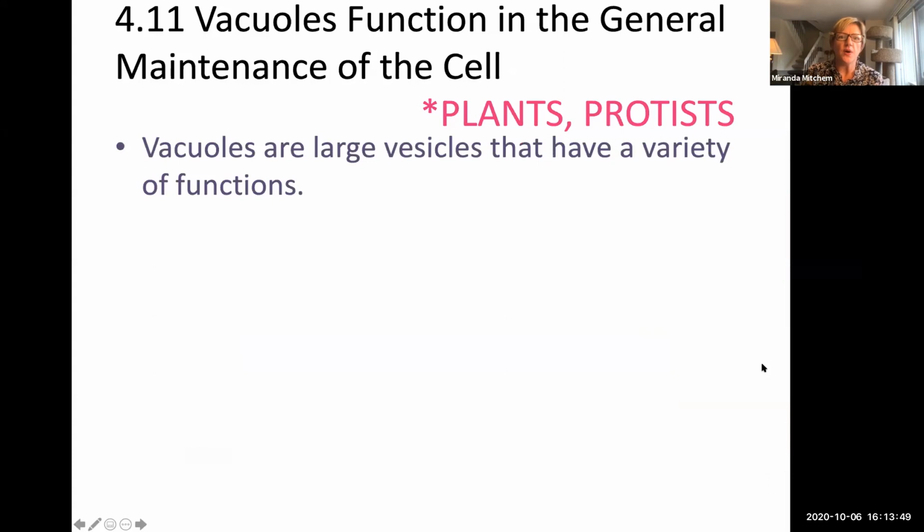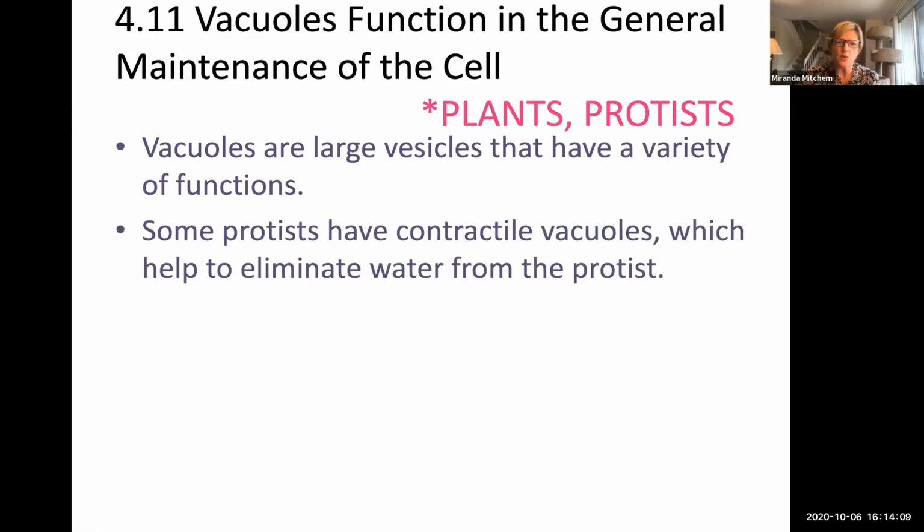Okay, so talking about vacuoles, the vacuoles are all about water balance. And these are structures that are not in animals. We don't have them. They're found in plant cells, but they're also found in protists, which are an interesting group of organisms. So protists may have what are called contractile vacuoles, and they help the organism to get rid of water. They help to spit the water out of the organism.